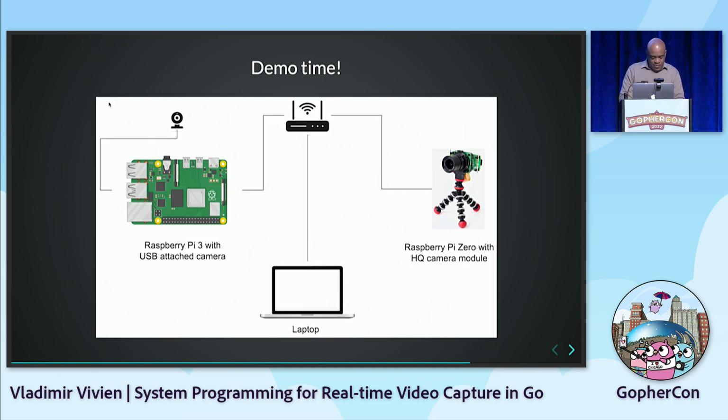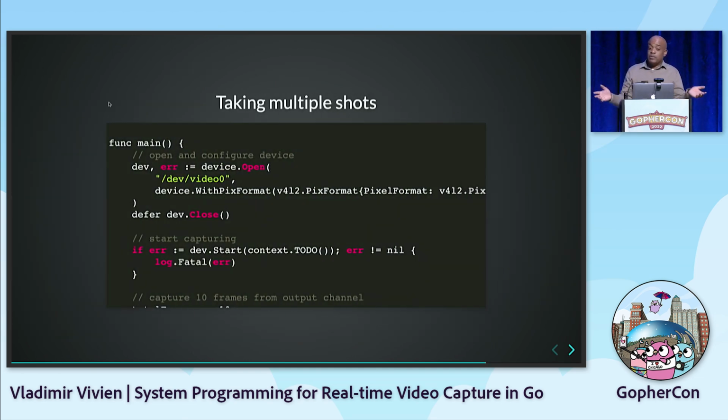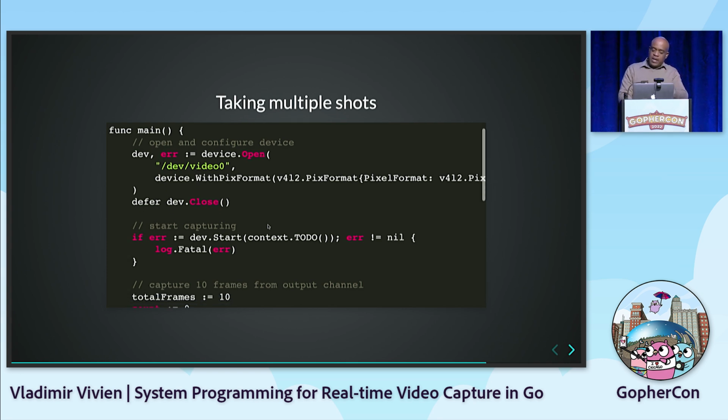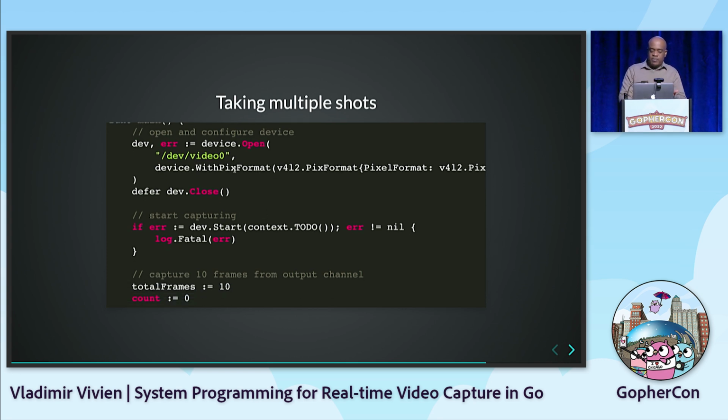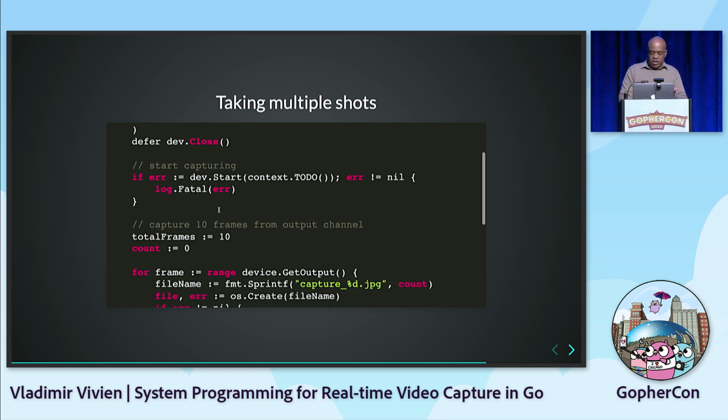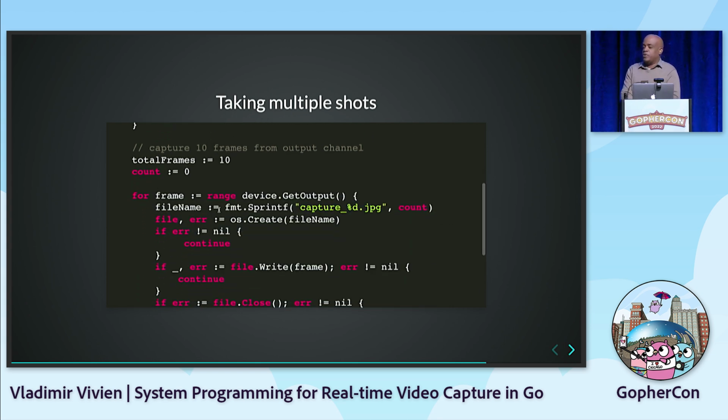All right, what else can we demo? Okay, taking multiple shots. Now that we have a Go API, we can do some interesting stuff. We start with the same thing we did earlier. We open the device, set parameters for the device, and start the device. And now, instead of grabbing one frame, I can grab multiple frames, because get output returns a channel of slice bytes. So I can just sit there and iterate through the data from the channel and process it.